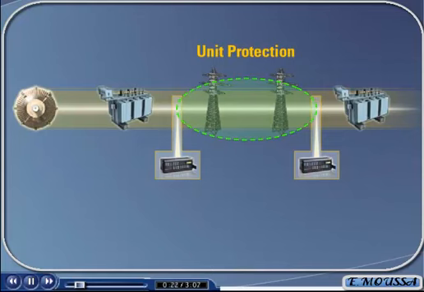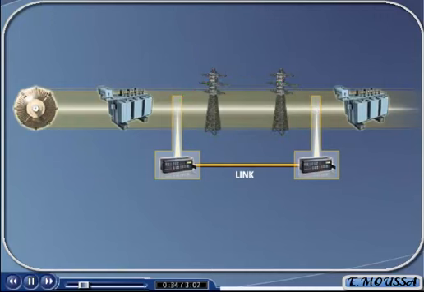Line current differential relaying measures and compares the current at both ends of the line using two separate relays and a communications link. The zone of protection is the segment of the line between the two sets of CTs.